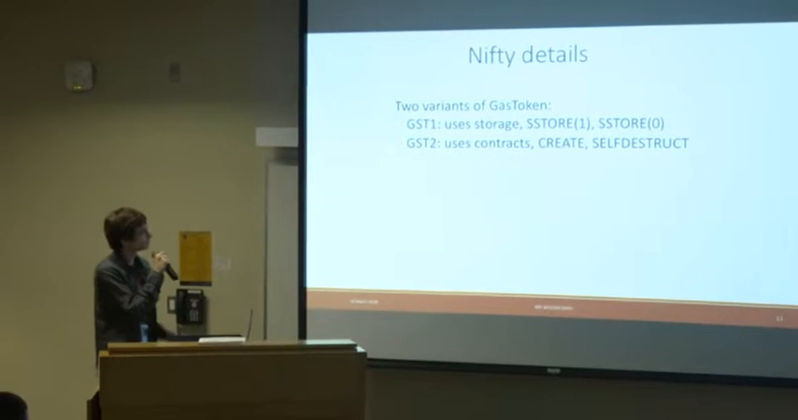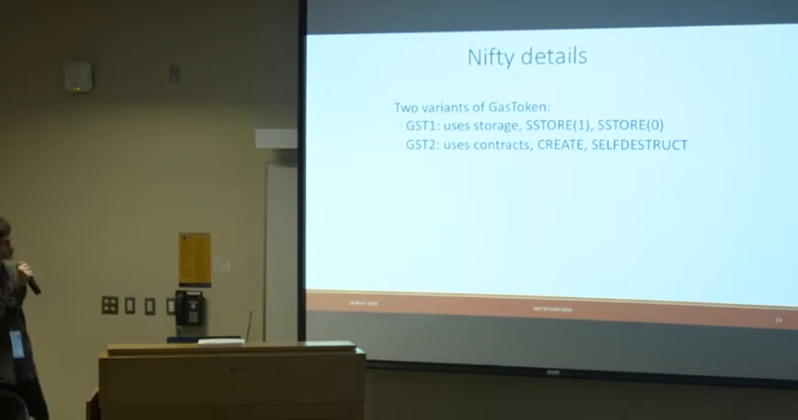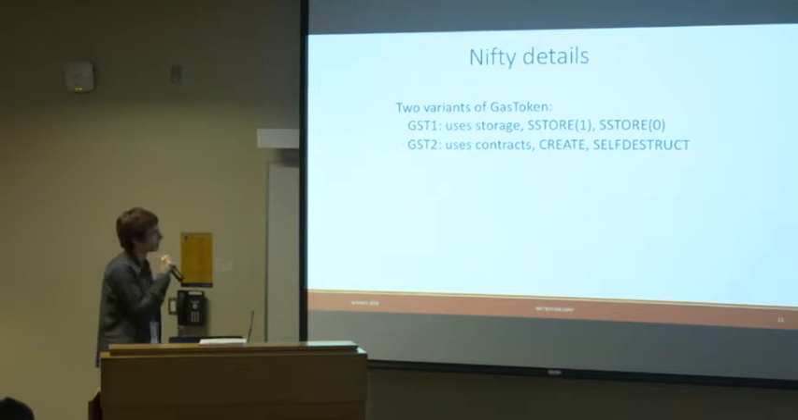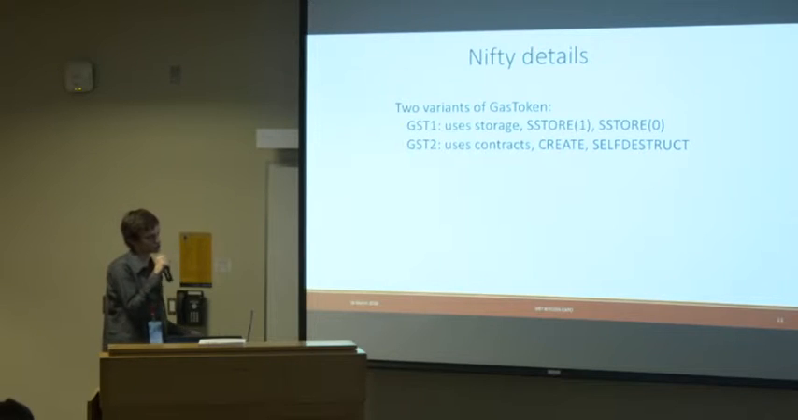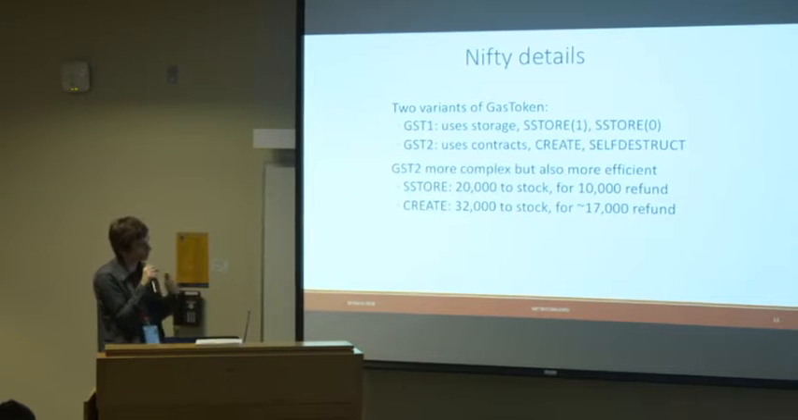So there's two different variants of gas token that we've created. There's gas token 1, GST1, and this uses storage, so contract storage, as in like the state. And there's also GST2, which uses creation and deletion of contracts. They have different efficiency profiles. GST2 is more complex, but also more efficient. The ratio between the price you pay and the refund is slightly more favorable.